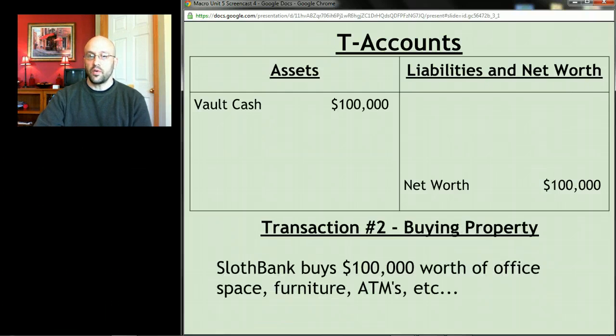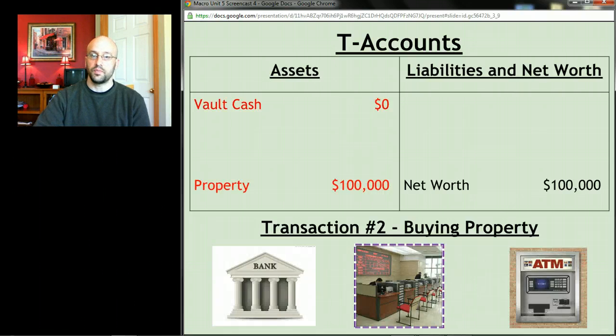All right, so now the bank wants to open for business, and it's going to need some property and equipment. So it takes its $100,000 and goes out and buys office space, furniture, ATMs, etc. Essentially, it's taking that $100,000 and simply turning it into property. So now the balance sheet might look like this. No more cash, but now the bank owns $100,000 worth of property. Notice that the two sides still equal.